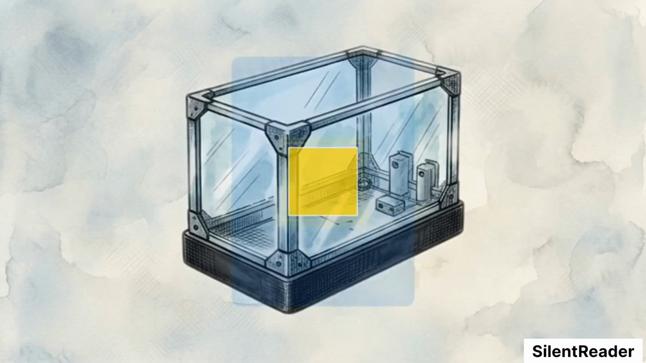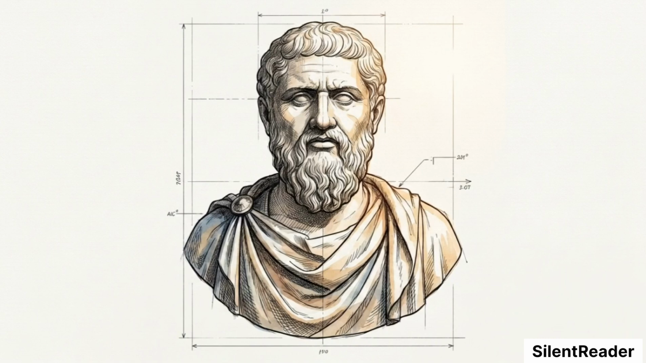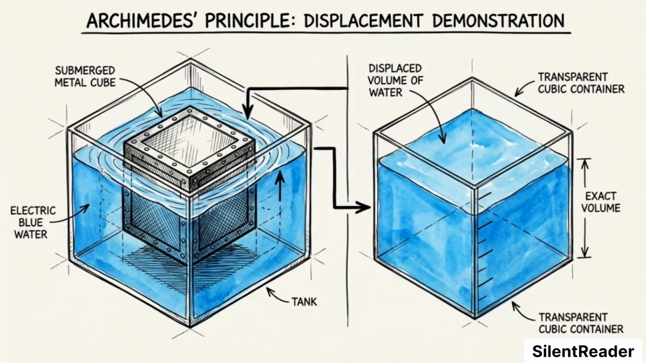If an object pushes enough water out of the way, the resulting upward pressure will perfectly match its own downward weight. Around 250 BCE, the Greek scientist Archimedes successfully quantified this exact relationship. His principle dictates that the upward buoyant force acting on an object is exactly equal to the weight of the fluid that the object displaced.